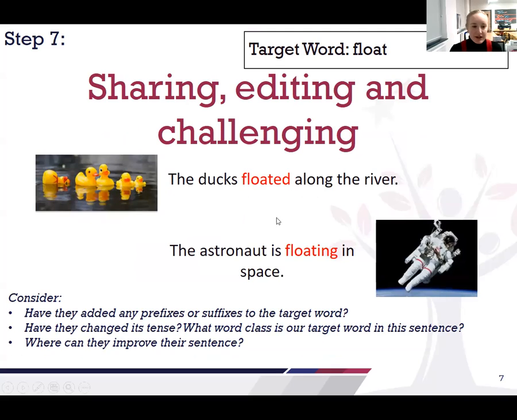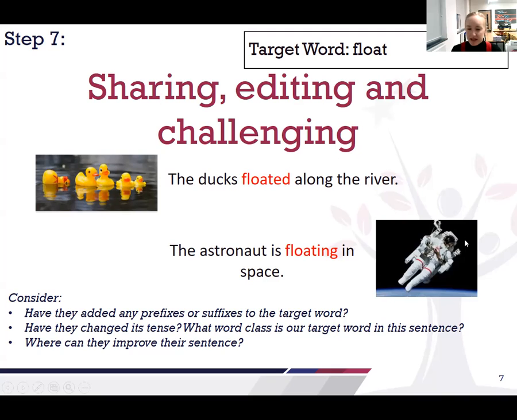So I chose the rubber ducks because I just love rubber ducks and I've got loads in my bathroom. So I have said that the ducks floated along the river. Okay, so I've got my root word of float here and I've put ed on the end. Can you remember when we put the ed suffix on the end of a word, what did that mean? Yes, it's in the past tense, okay, so the ducks floated along the river. They have already done that.